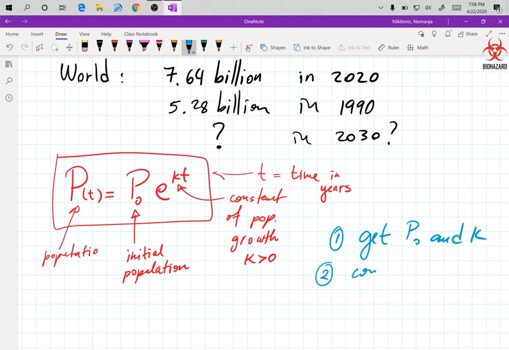All right. The first order of business is to get P0 and k. That's step number 1, because that one gives us the mathematical model. And then step number 2 is to answer the question. We just say answer the question.